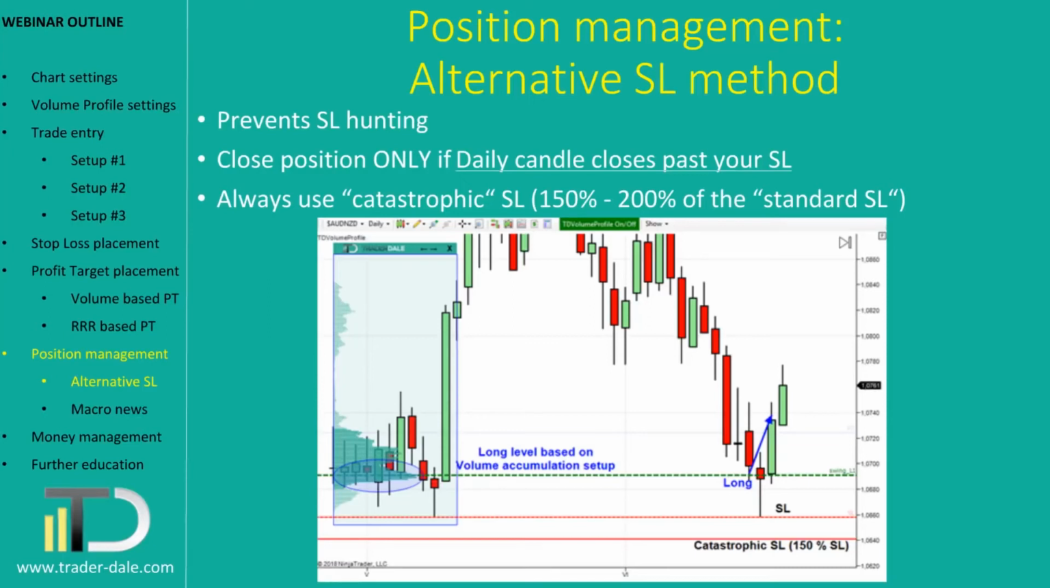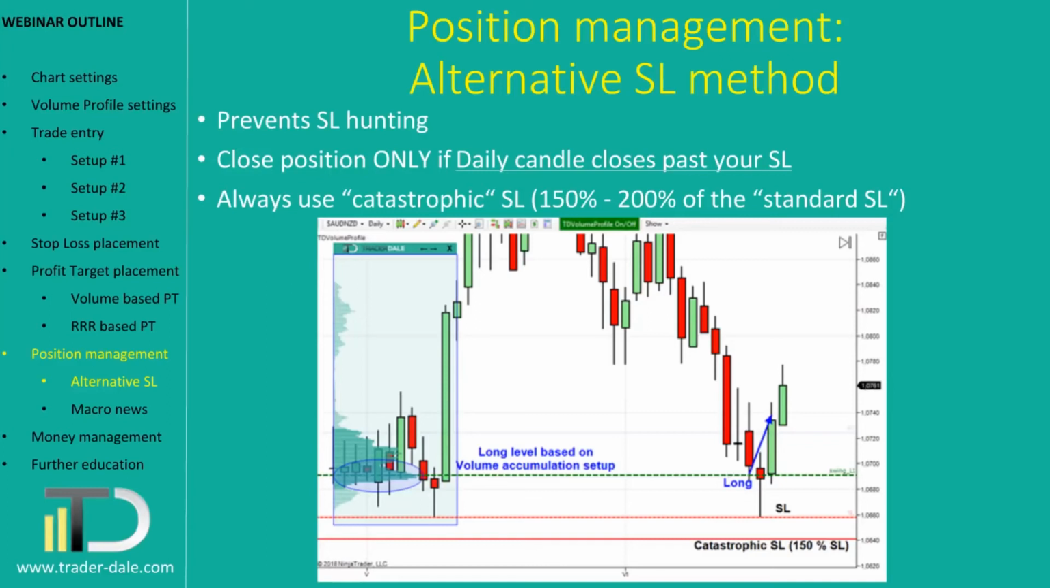So when the price made it back to this level, I went long. By the way, this is a real trade which I took last year, I think. And as you can see, the price went past my long level and it hit the stop loss only to turn and go upwards. So this is the scenario that every trader knows and hates, right? But this doesn't happen when you use the alternative stop loss method.